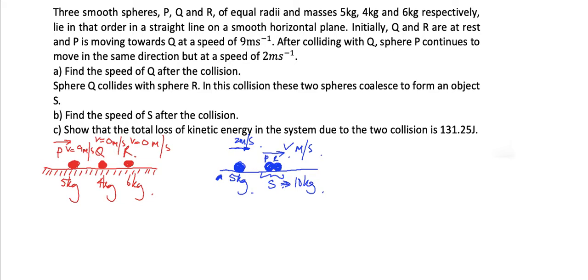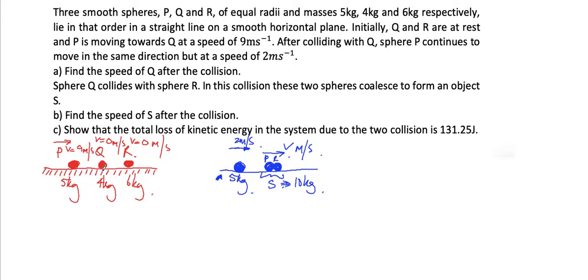P, Q and R, of equal radii, masses 5 kg, 4 kg and 6 kg respectively, lie in that order in a straight line on a smooth horizontal plane. Initially Q and R are at rest. I have sketched here so that it will be easy for us to work. So have a look at it.